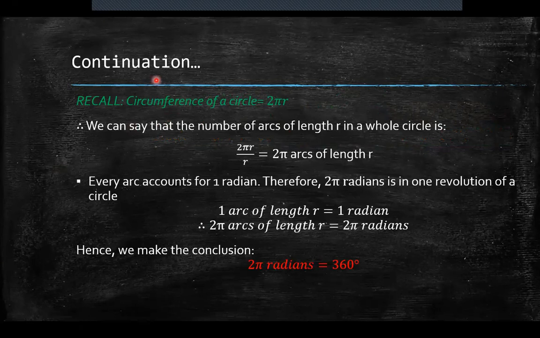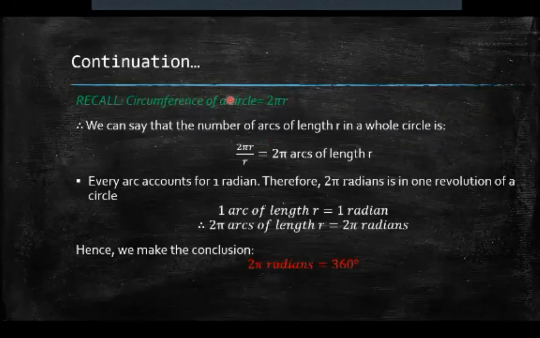Do you want to ask me any questions, right? You need to recall that the circumference of a circle is 2 pi r. If I ask you in maths to find the circumference of a circle, you know this formula, 2 pi r. So here's how we're going to use this formula to do what we need to do, right? We can say that the number of arcs of length r in a whole circle is 2 pi r over r, which is 2 pi arcs of length r.